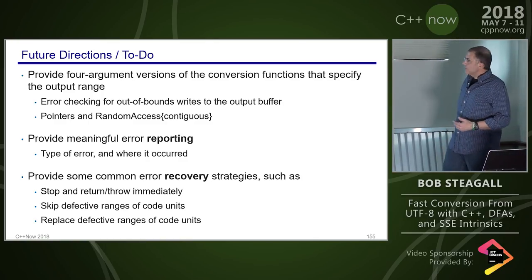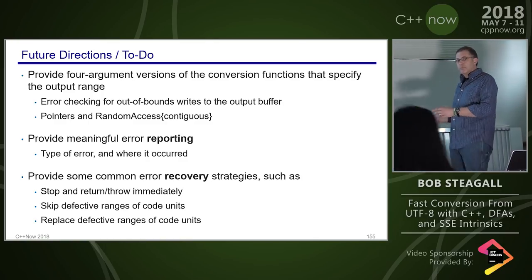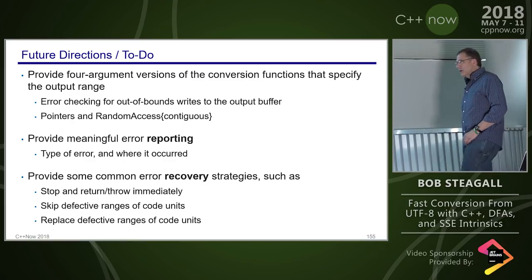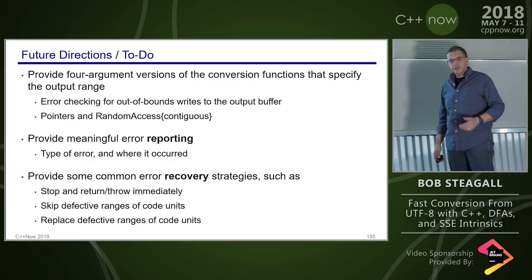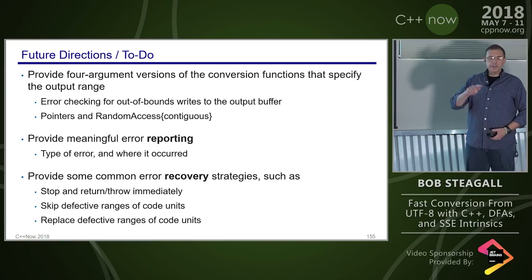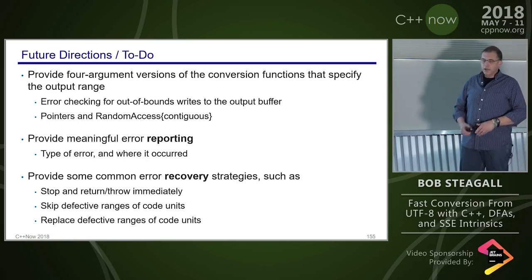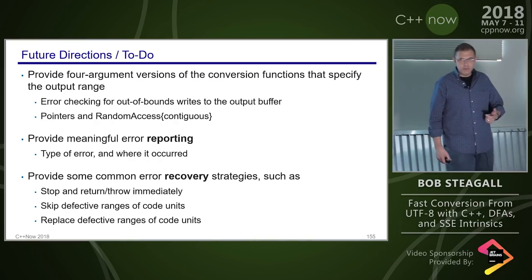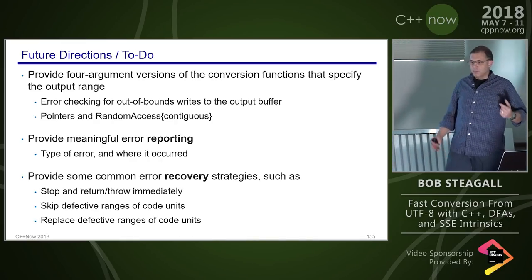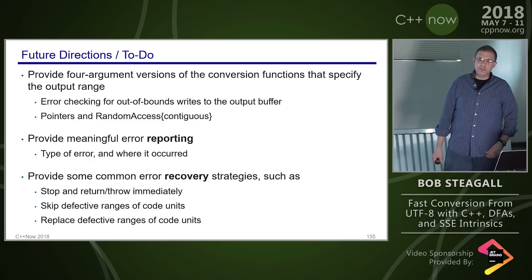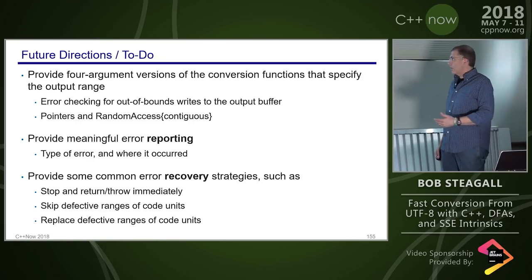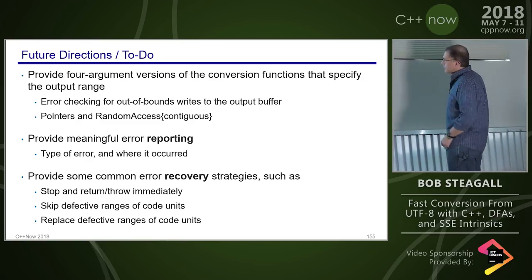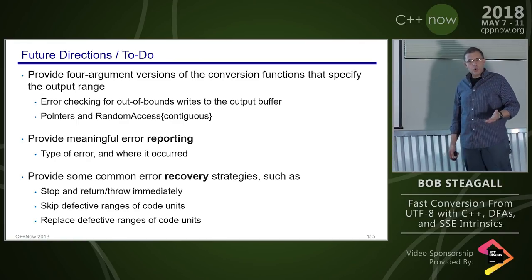You could replace defective ranges of code units with some other character. Sometimes you see on web pages or in editors, I think it's the question mark character. That is a substitution character, meaning an invalid UTF-8 sequence has been encountered, and because we don't know what to do, we're going to put in this other character which indicates there was a problem here. These are three strategies that people use. There are probably more.